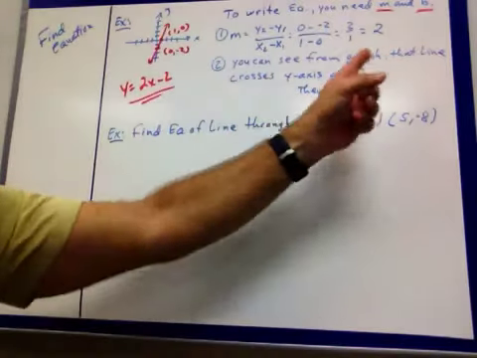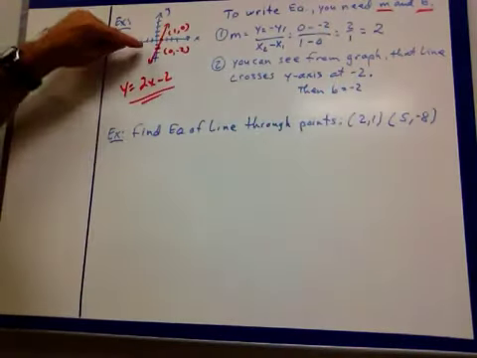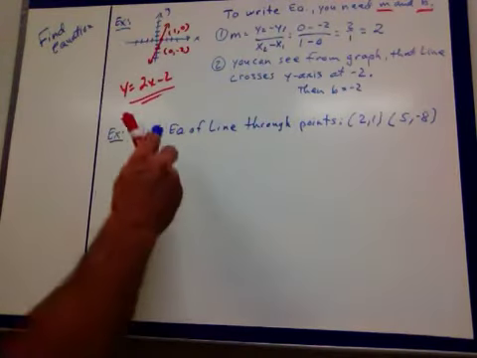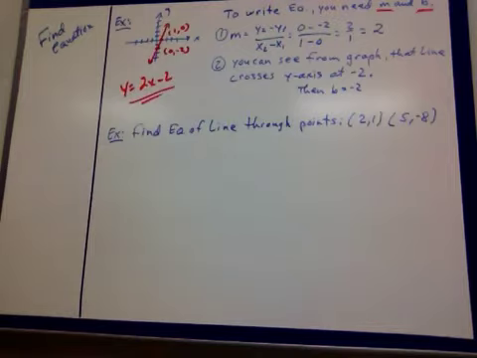Then you can see from the graph that the line crosses the y-axis at -2. Bam, there you go. So then just plug it in. There's my slope, there's my y-intercept. y = 2x - 2.